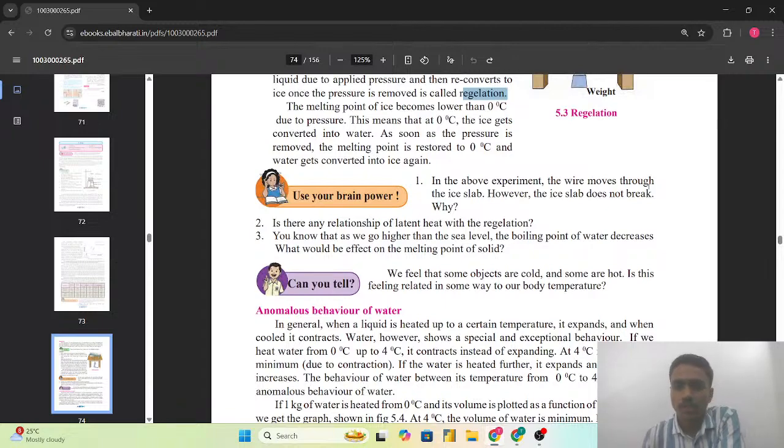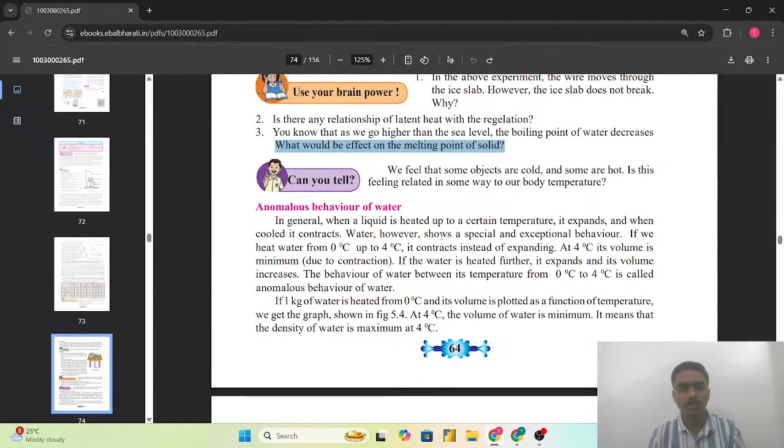Again, in the above experiment, the wire moves through the ice slab. However, the ice slab does not break. Why? Is there any relationship of latent heat with regelation? You know that as we go higher than sea level, the boiling point of water decreases. What will be the effect on the melting point of a solid? This is all the anomalous behavior of water, which we will be studying in the next part.